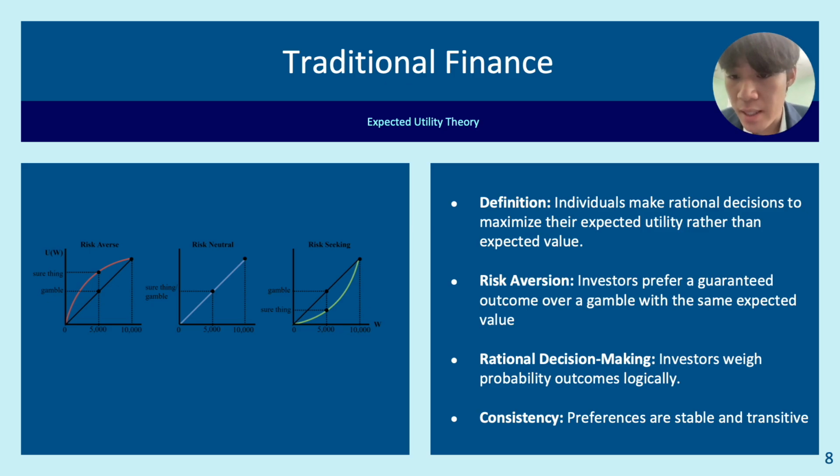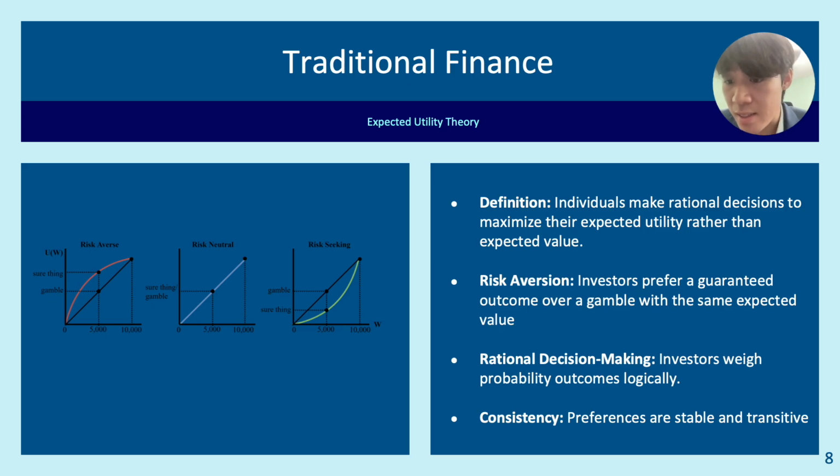Next, we have the expected utility theory, and traditional finance also assumes that investors make decisions based on rational utility maximization. This theory states that people make choices to maximize their expected utility, not necessarily their expected monetary value. Some of the key principles are risk aversion, where investors prefer a guaranteed outcome over a risky bet with the same expected value. For example, a person prefers $500 guaranteed over a 50% chance of winning $1,000, even though both have the same expected value of $500.